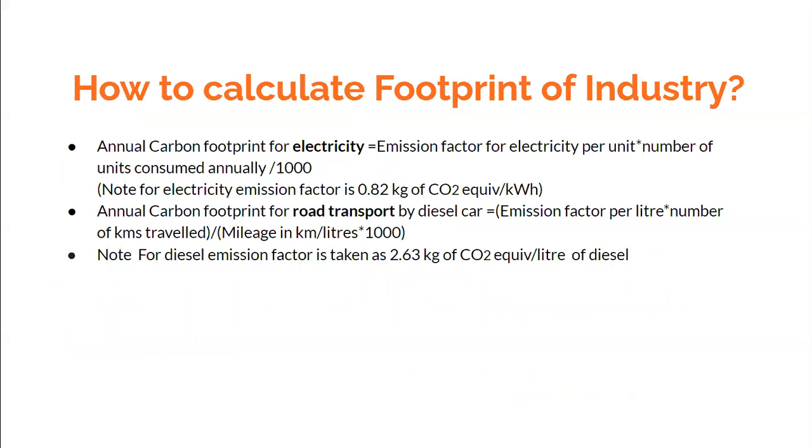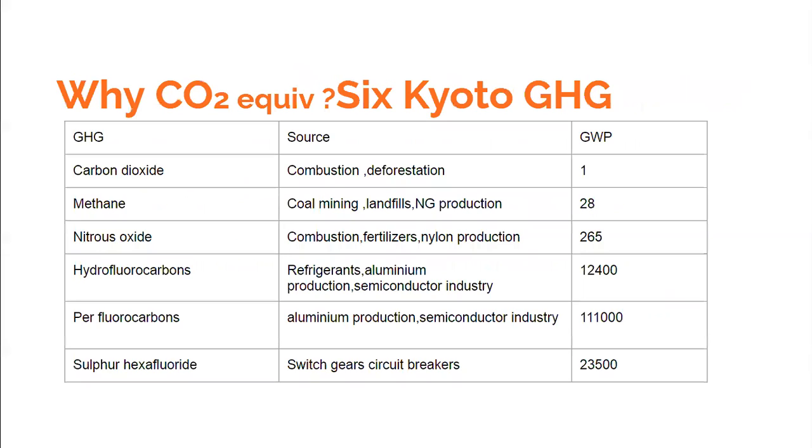So the calculations remain the same. How do you calculate the carbon footprint of an industry? For electricity, we need to take the emission factor per unit. We need to get the electricity bill, calculate how much electricity is consumed annually, and divide it by 1,000. Same thing for road transport. We need to know the mileage of the car or the truck, and we must know the emission factor of diesel. These calculations have already been explained, so I will not go into the detail again.